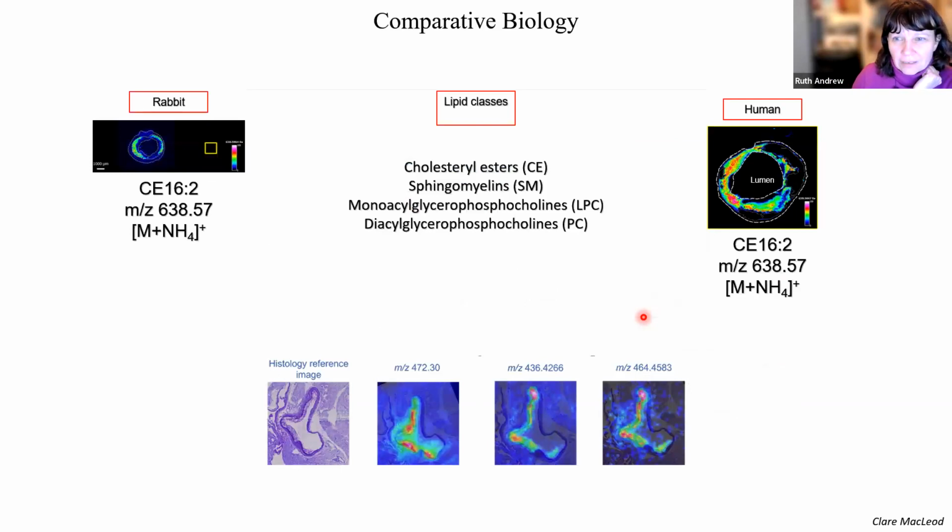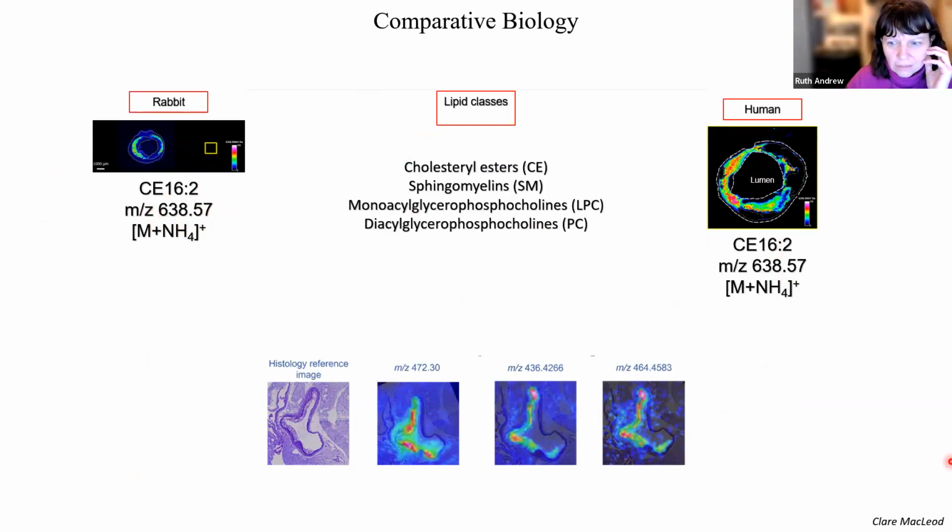We've also been able to do this as comparative biology, which has been quite exciting and has actually exceeded what I thought we would be able to do. This is our human plaque here. We find very similar signatures. This is, for example, a cholesterol ester in the rabbit, which is more of an early stage model of atherosclerosis.